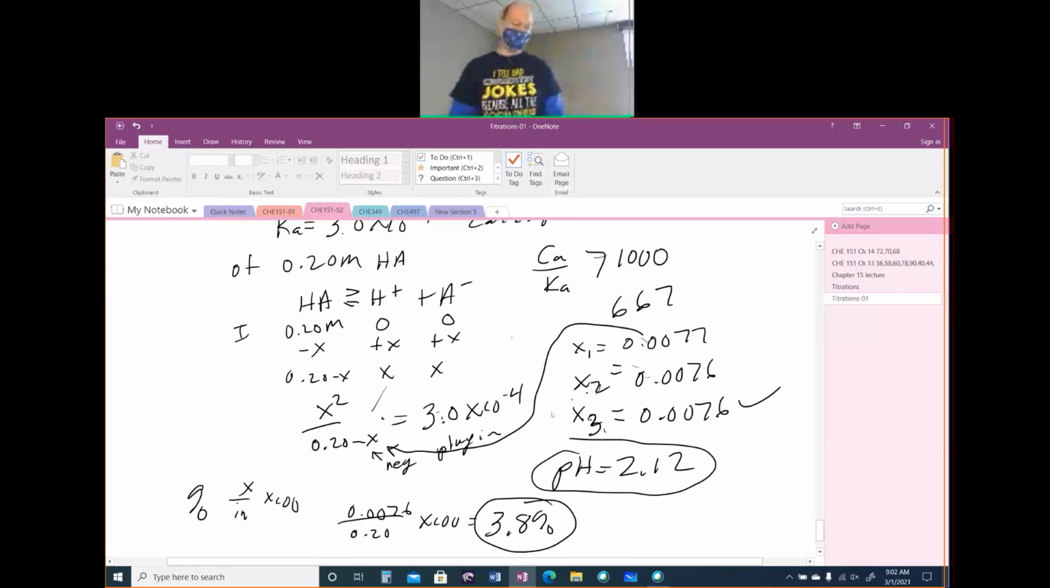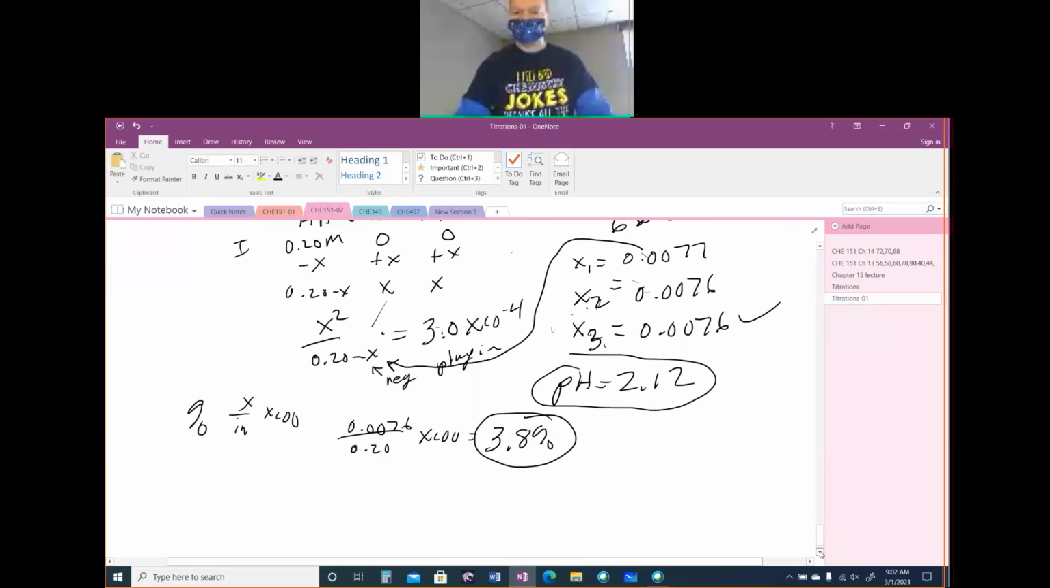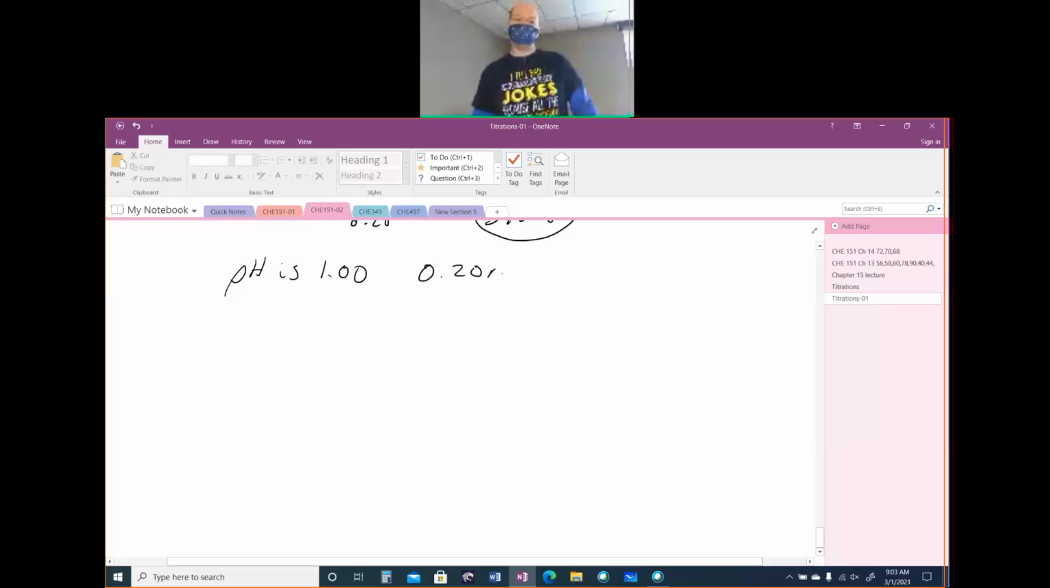All right, so that is how you get those. Now, let's see what happens when you swallow the aspirin. There are buffers in the stomach that buffer the pH in your stomach to 1. So now the pH of your stomach is 1. Now we swallow the aspirin, 0.20 molar of your aspirin. And now the question is: calculate the pH and percent ionization.